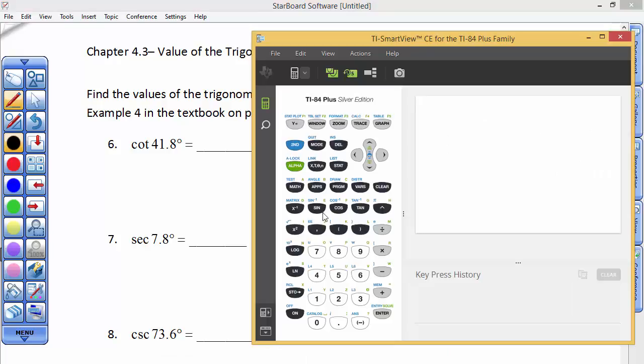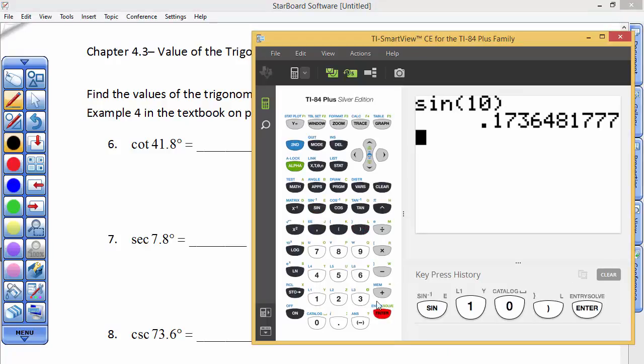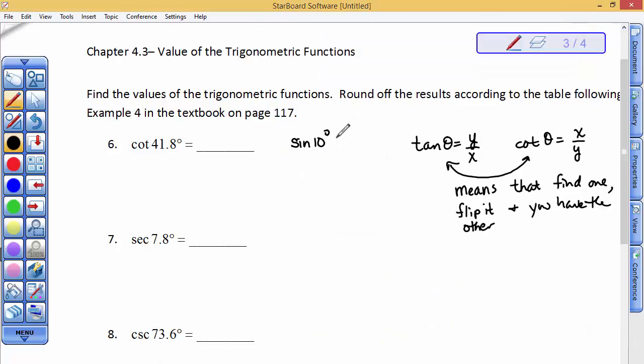In the last segment we finished by finding the sine of 10 degrees with our calculator. The sine of 10 degrees was a small number, 0.174, because y divided by r for a 10-degree angle is quite small. But we don't have a button for cotangent, secant, and cosecant. That's more difficult. It's not just as easy as hitting cotangent 41.8.